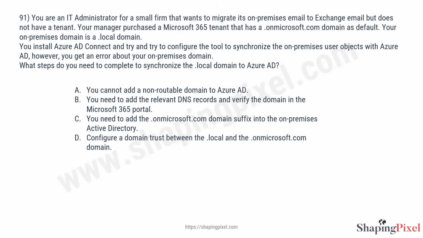Option A, you cannot add a non-routable domain to Azure AD. Option B, you need to add the relevant DNS records and verify the domain in the Microsoft 365 portal. Option C, you need to add the onmicrosoft.com domain suffix into the on-premises Active Directory. Option D, configure a domain trust between the .local and the onmicrosoft.com domain. So the right answer here is option D. Configure a domain trust between the .local and the onmicrosoft.com domain.